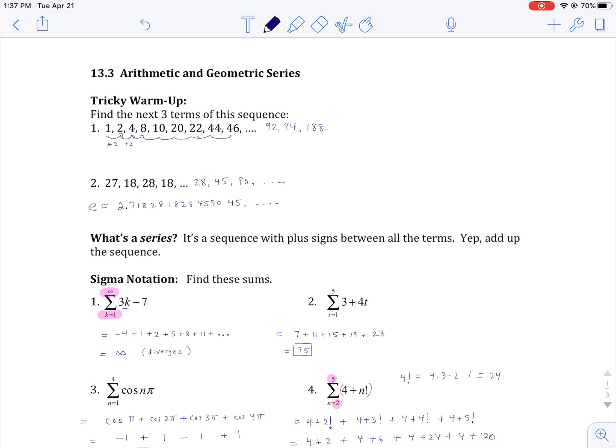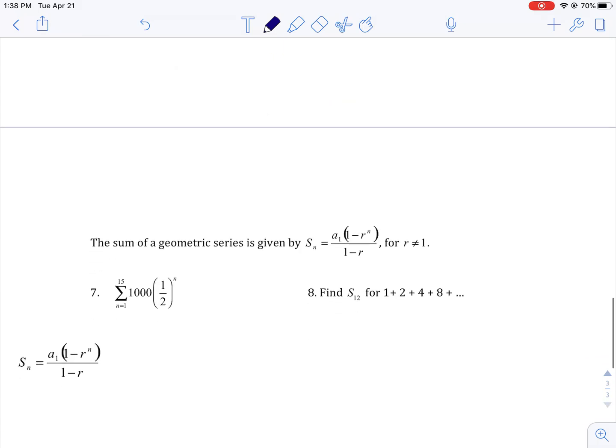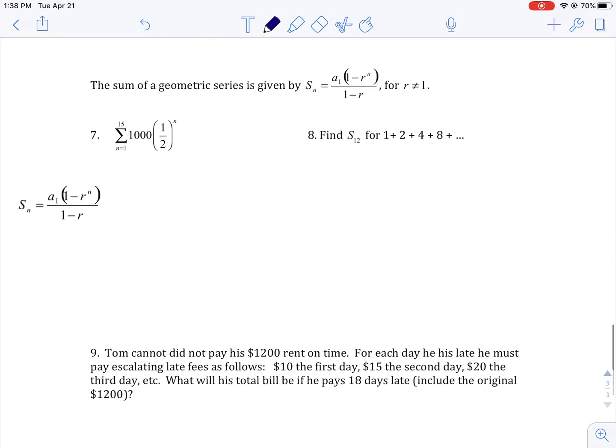Okay, this is part 3 of the video for this PDF, this handout, 13.3 Arithmetic and Geometric Series. And we're going to focus this video on the Geometric Series. So I'm going to scroll down to page 2, or I guess I should say flip to the back of my worksheet, depending on how you printed it out.